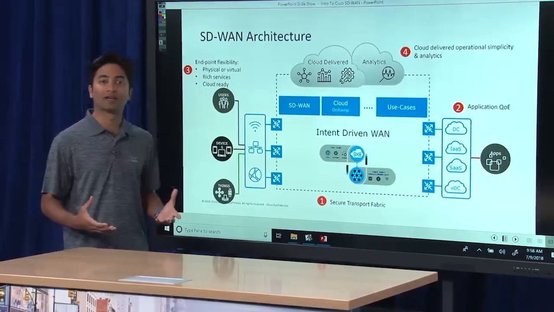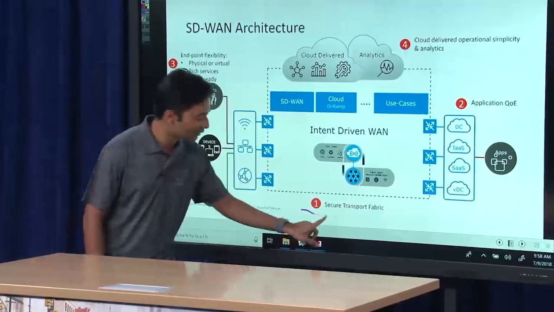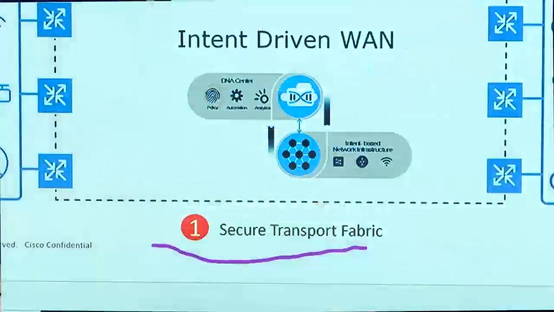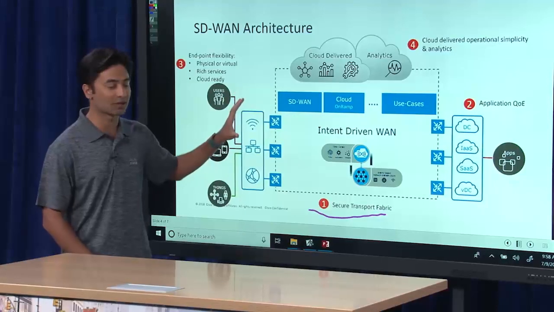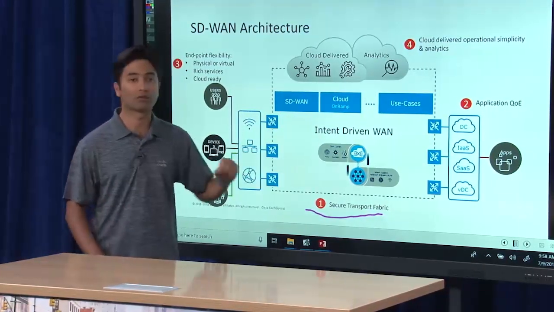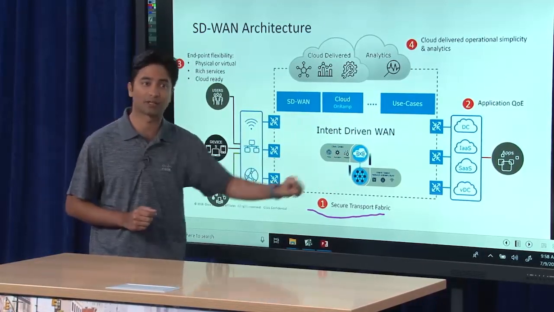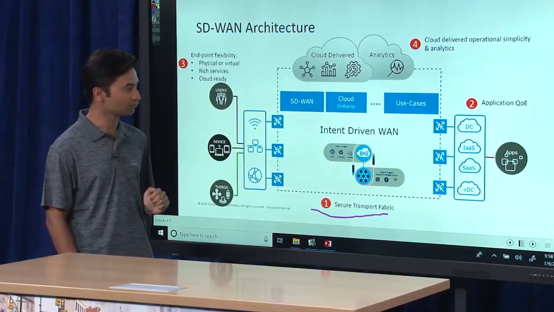So what does that look like from an architectural perspective? In our SD-WAN framework, there are essentially 4 main things to remember. The first thing is that we're going to build this transport-independent fabric. No matter what the endpoint is, if it's the branch, data center, public cloud, no matter what that endpoint is, we will first build that secure fabric to connect all these endpoints.